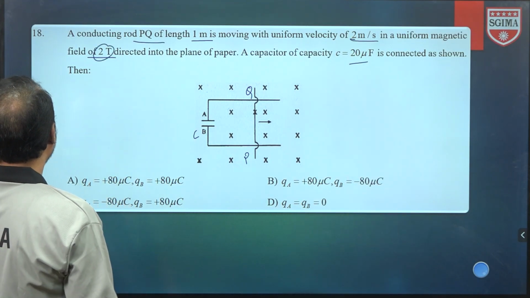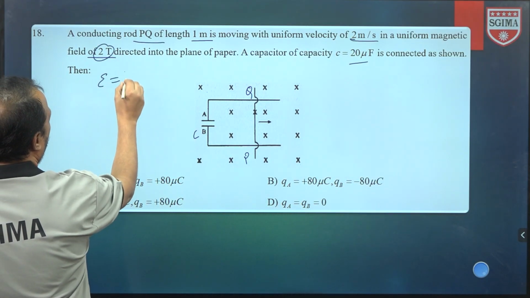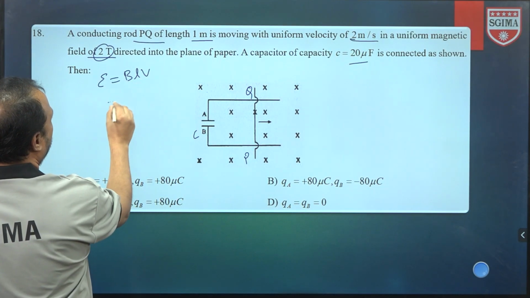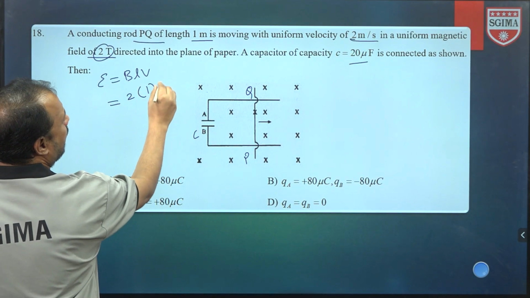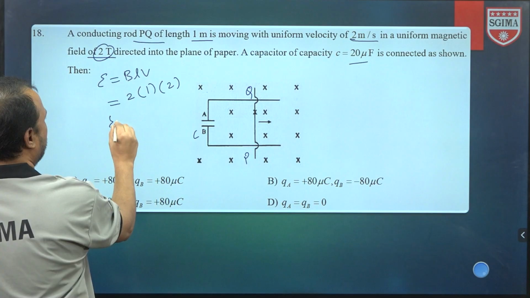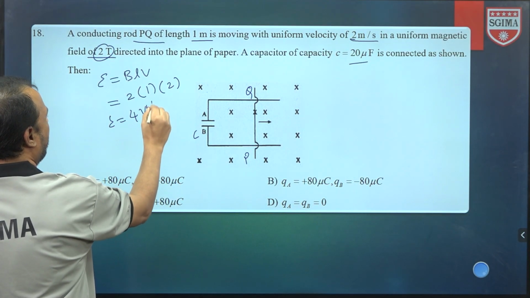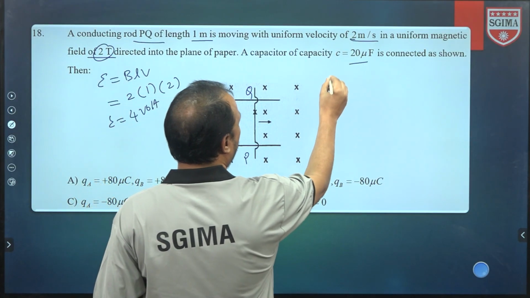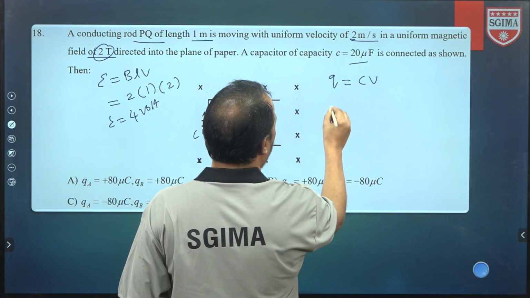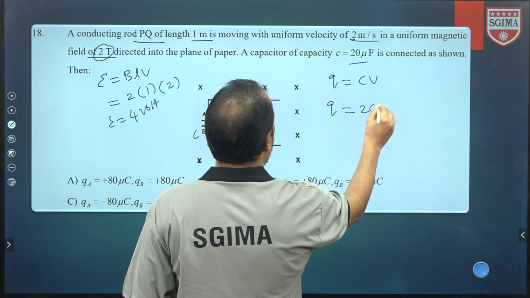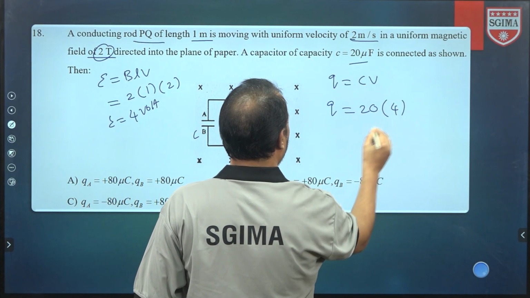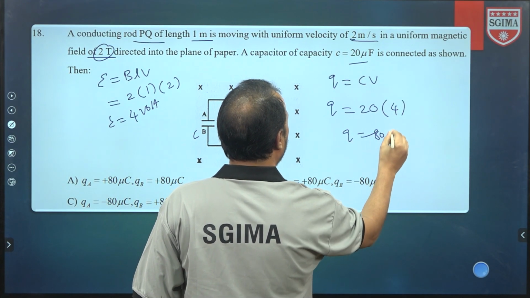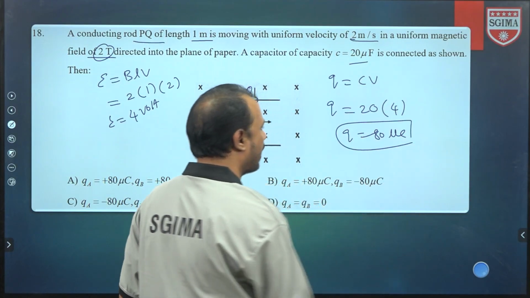So here we are calculating the motional EMF, BLV, 2 Tesla, 1 meter and 2 meter per second. So 4 volt is going to be developed as the motional EMF. Charge we are calculating, charge Q equal to CV we know, C is 20 micro, potential is 4, which is 80 microcoulomb, the charge that will come.